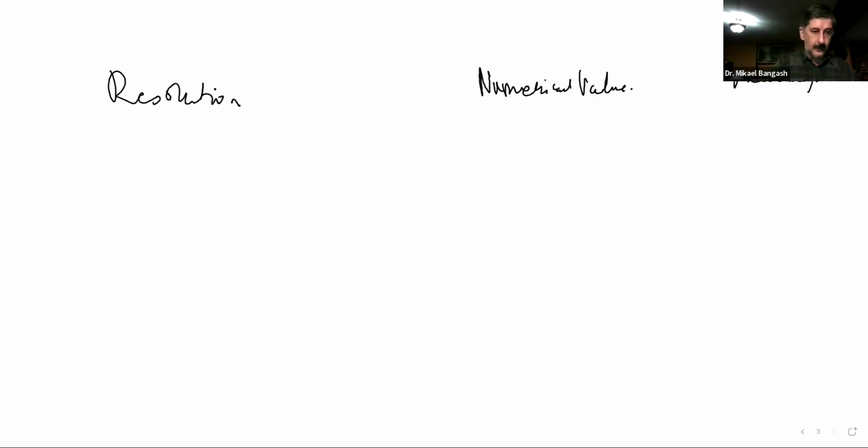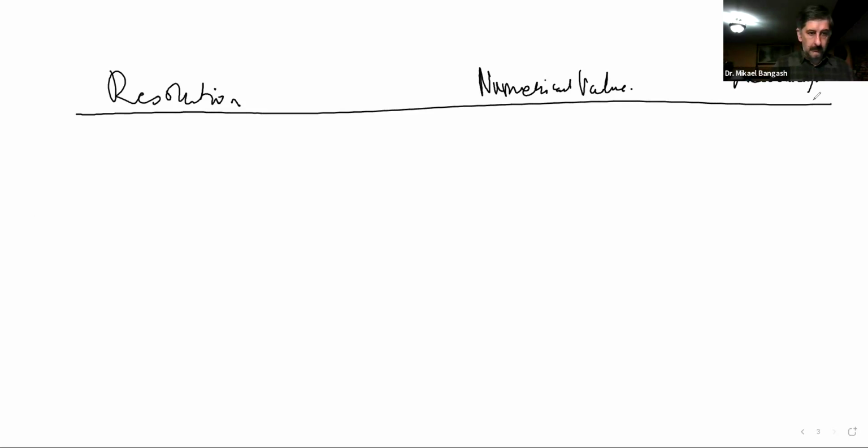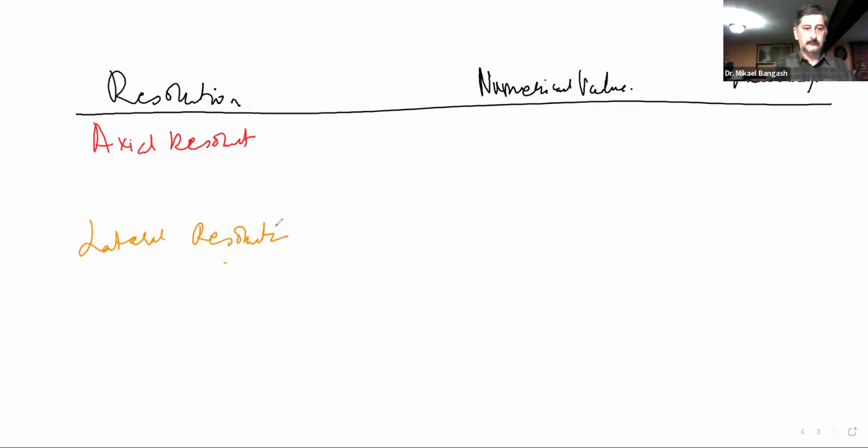Accuracy. Now the three resolutions that we have are, respectively, the axial resolution, the lateral resolution, and the last is going to be the elevational resolution.